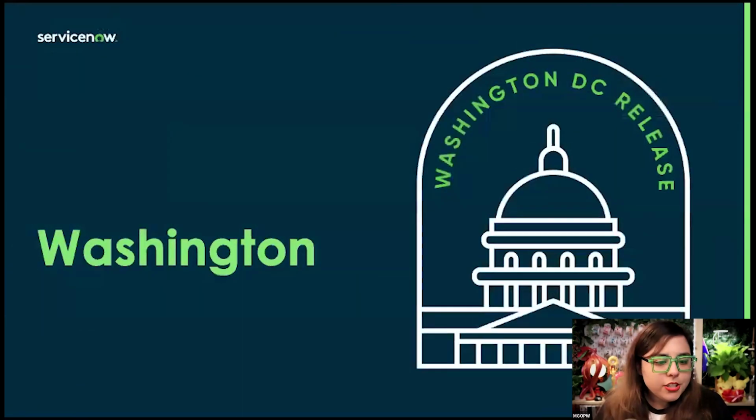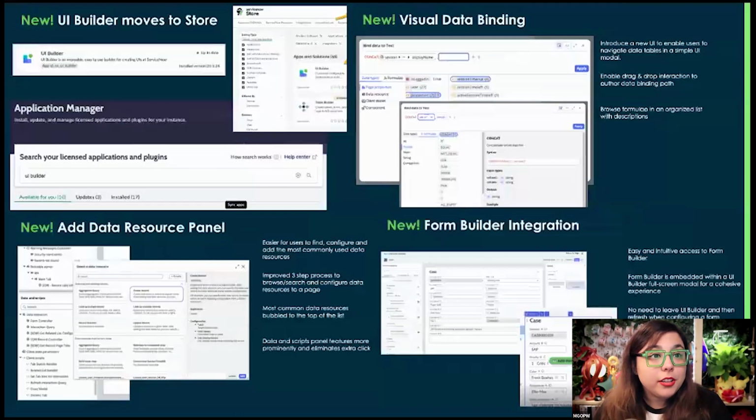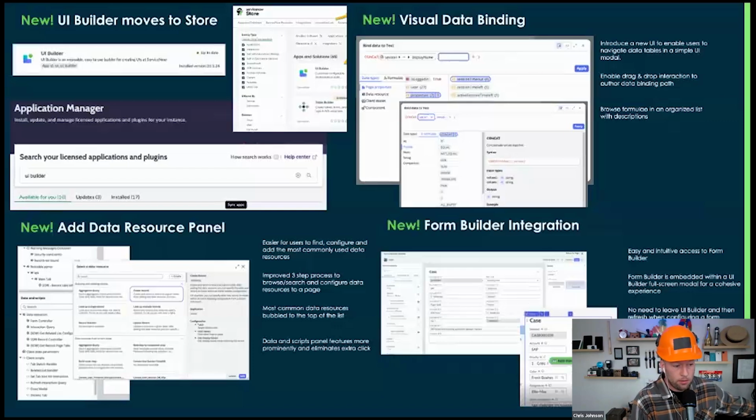And now we're on to Washington. Washington marked a really big change for UI Builder as we move it to the store. What are your thoughts on that? Well, it allows us to release the product twice as many times per year. So, obviously family releases are twice per year, and we have major UI Builder releases now 4 times per year. And so it allows us to bring new features and enhancements to you much more quickly, which I really like. I think it's speeded up our development quite a bit.